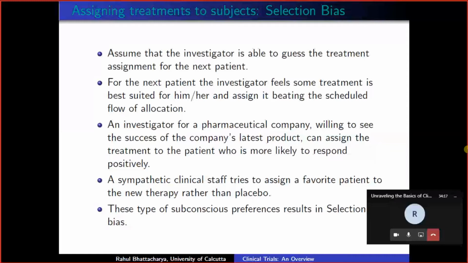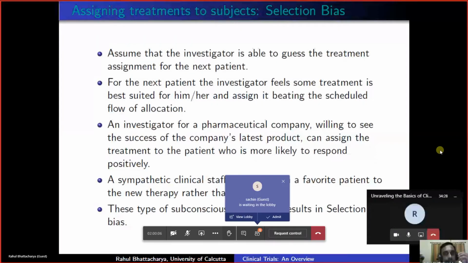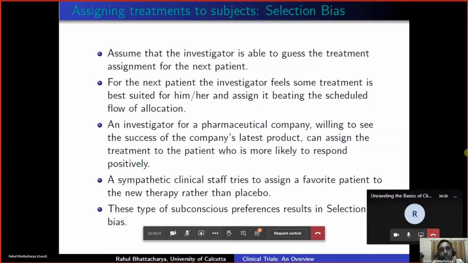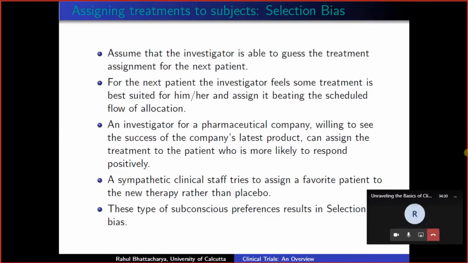Now, what can the investigator do? Here are some possibilities. Say for the next patient, the investigator feels some treatment is best suited for him or her and assigns it, beating the scheduled flow of allocation. For example, suppose it was in the schedule that the 51st patient is to be assigned to treatment 1. Now, when the 51st patient comes to the clinician or investigator, the investigator observes and feels that he is best suited for treatment 2, and so assigns him to treatment 2. So that's how he is beating the scheduled flow of allocation.